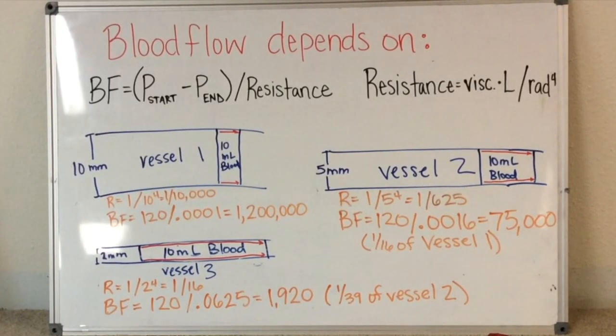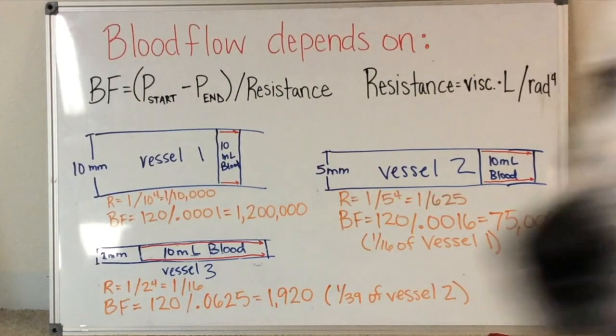So once we've calculated the resistance, we see that 1 over 10 to the 4th gives us 1 over 10,000. When we divide the change of pressure of 120 by 1 over 10,000, we see a blood flow rate of 1,200,000.